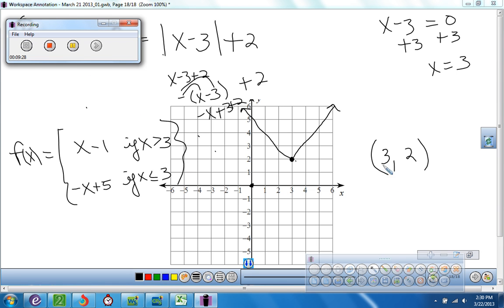And now the vertex in this case would be a minimum because that's the lowest point. If we had been reflected and we had a negative here, it would have been the maximum. So this is a minimum point.